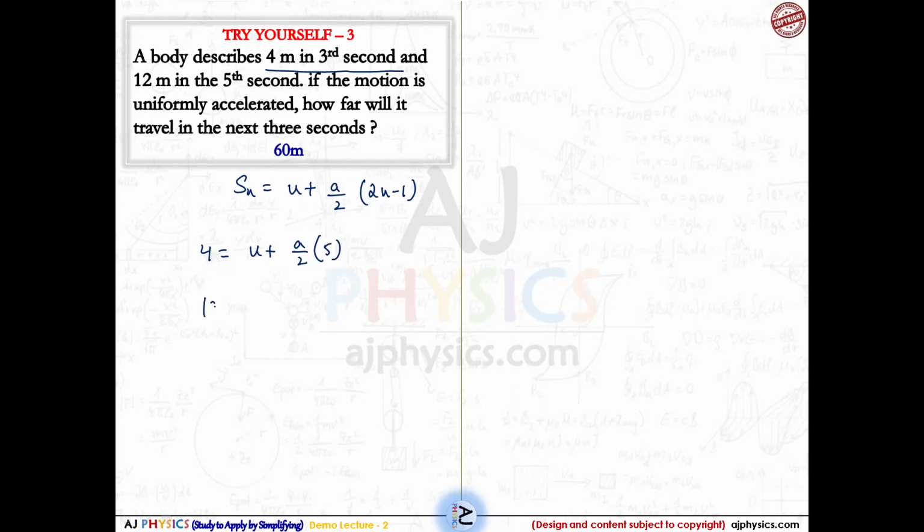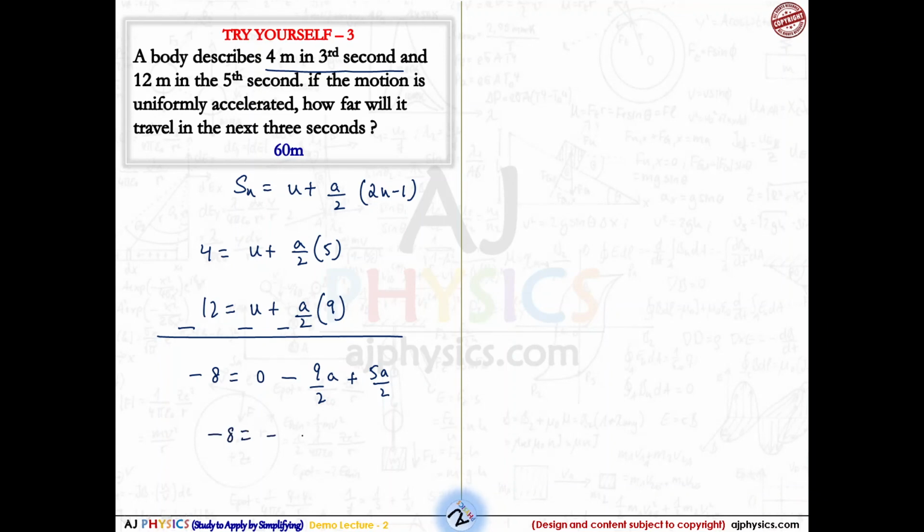And the second equation is 12 is equal to u plus a by 2 multiplied by 2 into 5 minus 1, that's 9. You can simply substitute the values and solve this. Subtract these two equations. So this will be negative 8 is equal to 0 minus 9a by 2 plus 5a by 2. So this will be minus 4a by 2, and negative negative could be cancelled out. So a is again 4 here.